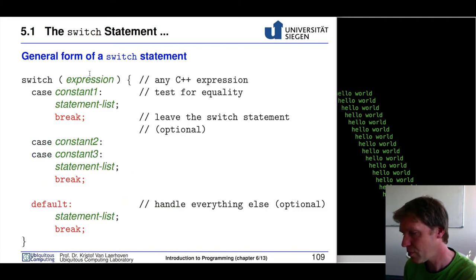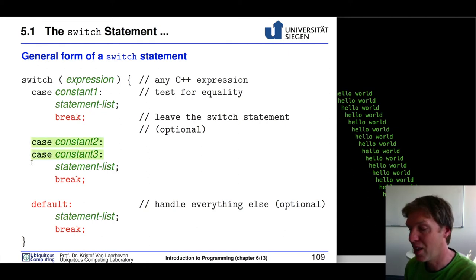So here's again the formal explanation. You switch on an expression. This could be anything, but often it's a variable because we want to see what value this variable has. And then we test for equality for a number of cases. So if this expression equals constant 1, then we execute these statements. If this expression over here equals constant 2, then in this case, we see a next thing that you need to take care of with the switch statements.